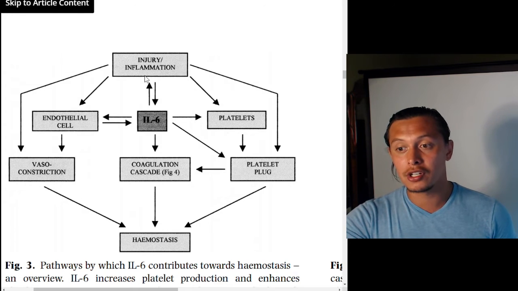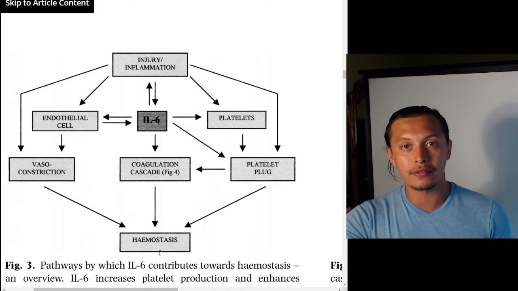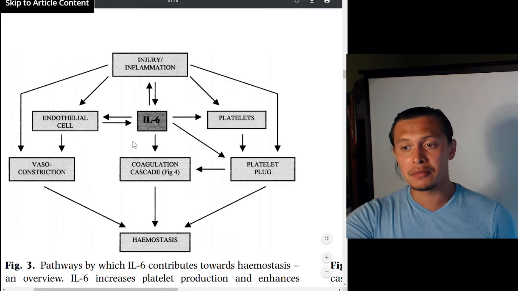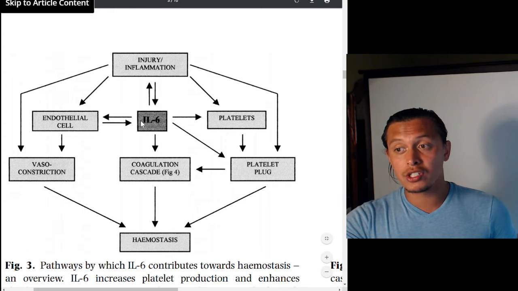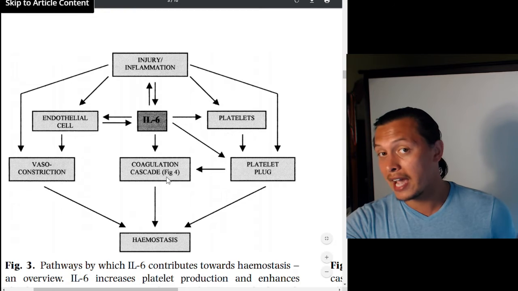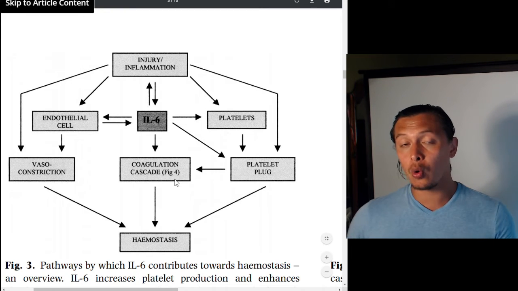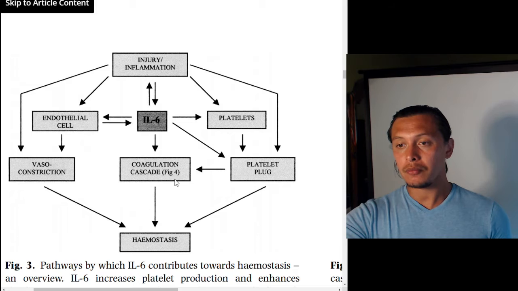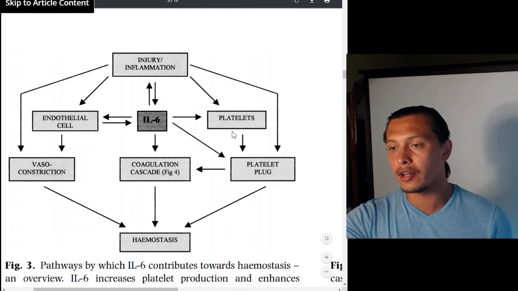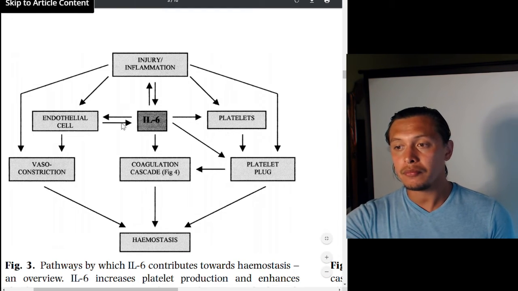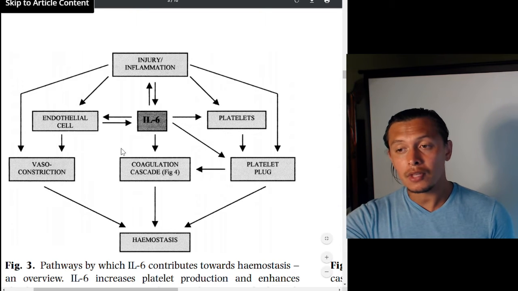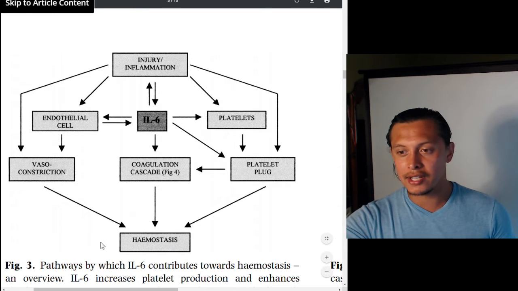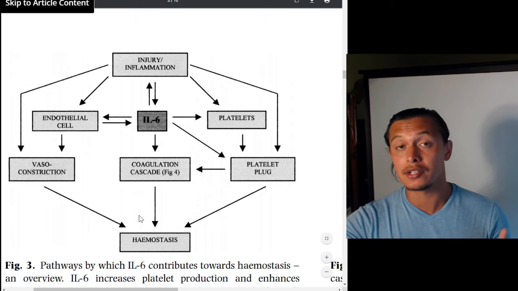The injury and inflammation can also cause vasoconstriction, which is a different form of hemostasis. Hemostasis meaning the stopping of the blood, right? So you produce interleukin 6, which can then interact with the coagulation cascade, causing these pro-coagulation factors to activate. And we'll describe those a little bit more in this other graph. And the interleukin 6 can also interact with the platelets, which can then form the platelet plug. And all of this can help with hemostasis, or things that stop the blood, such as clotting.